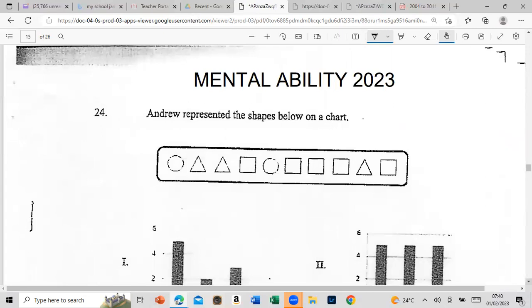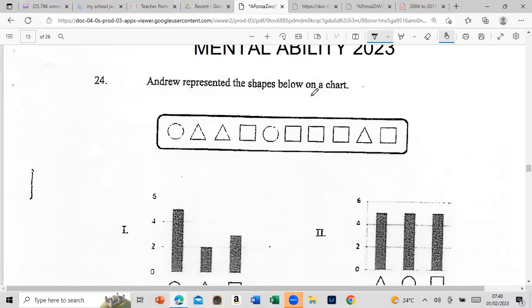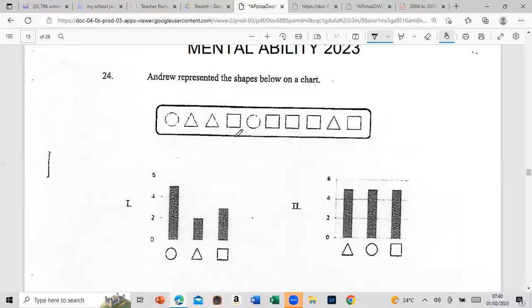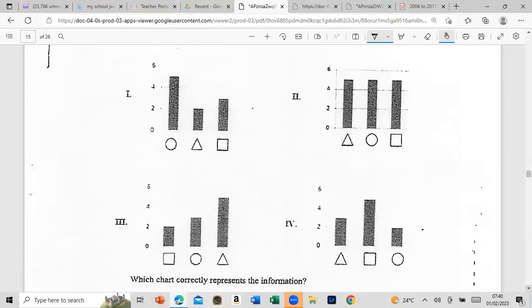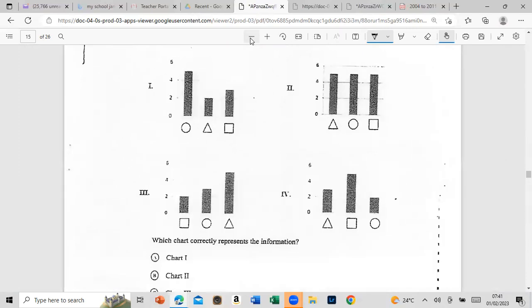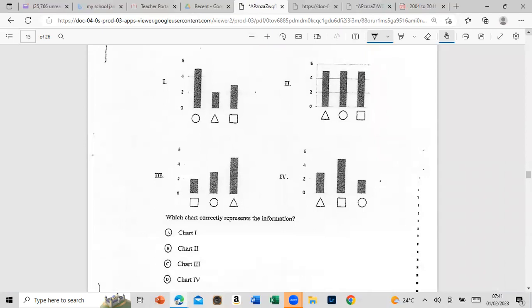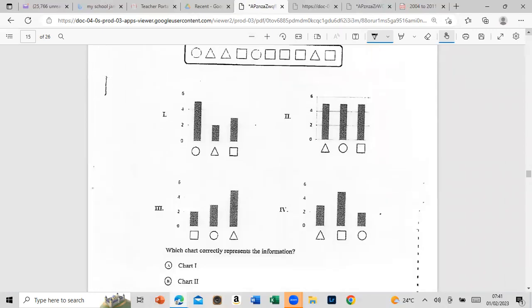Andrew presented the shape below on a chart. Okay, let's see what's happening. So it's basically asking which of these would be the bar chart for these. I'm going to make it small so you can see. Type in the answer for me: is it chart 1, chart 2, chart 3, or chart 4? Type it in. Which of these charts represents it?